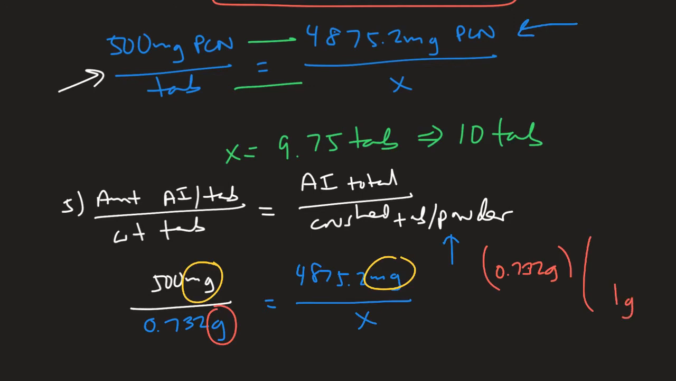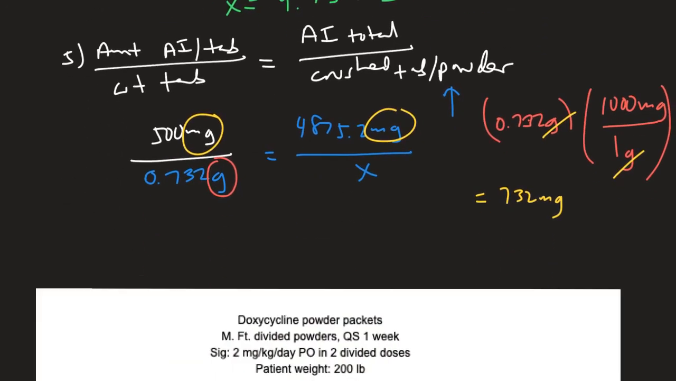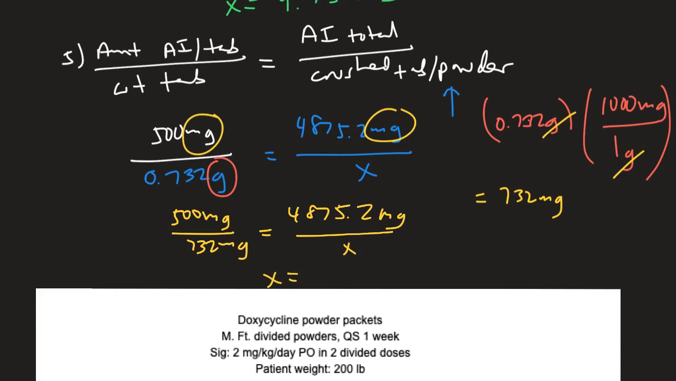1 gram has 1,000 milligrams. Grams cancels out in the numerator and the denominator to give you 732 milligrams. So let's see, 500 milligrams divided by 732 milligrams equals 4,875.2 milligrams divided by X. Solving for X gives you 7,137.3 milligrams of crushed powder.